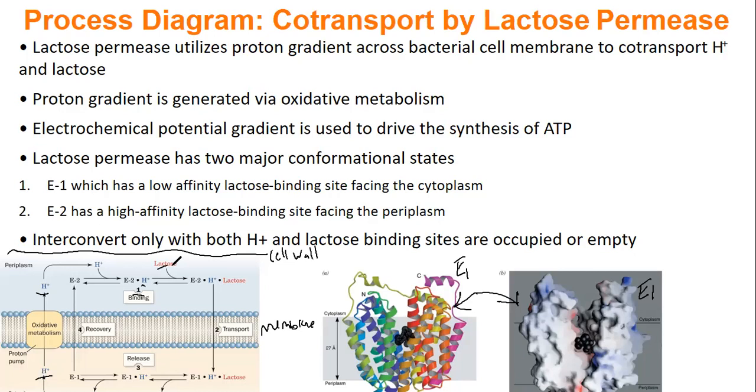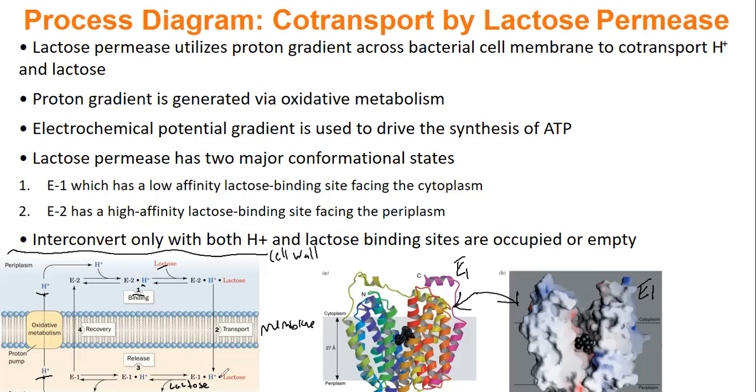And once we have hydrogen and lactose binding, then we can have a change in the conformation of our protein. So no longer do we open up on the periplasm side, we now open up on the cytoplasm side. And this arrow here is showing lactose coming off. So there's lactose. So we change conformation and we go to the E1 form, right? And so in the E1 form, we have hydrogen and lactose being bound.